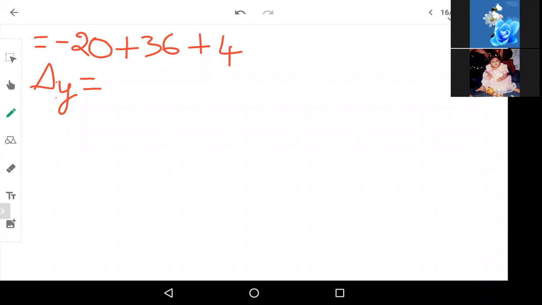Did you get the answer or not? 20 should be the answer that you get. Understood delta y? Okay, very good. Now can we go for delta z?